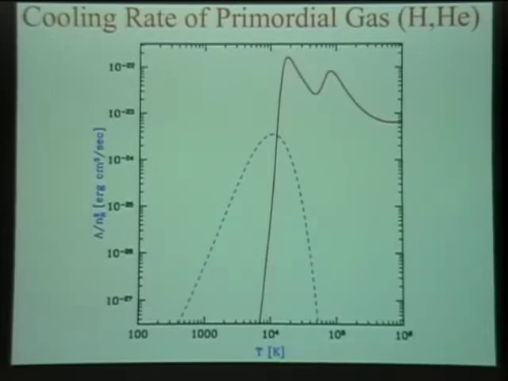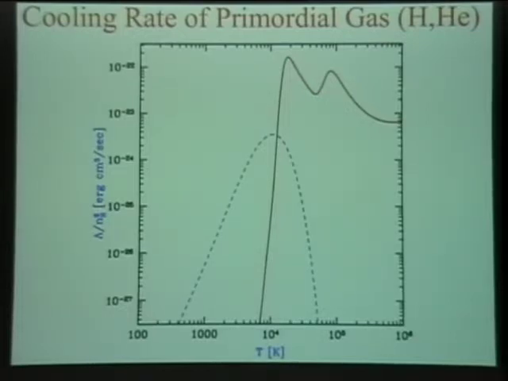In red here is the cooling rate of the gas normalized to the hydrogen density squared, in ergs centimeter cubed per second. And the horizontal axis shows the temperature of the gas. And you can see a very sharp drop in the cooling rate of the gas around 10,000 degrees Kelvin. And the reason is simple.